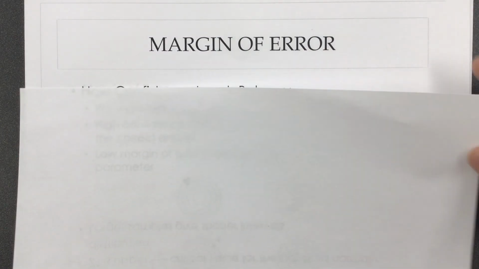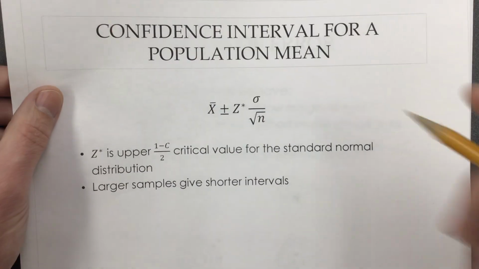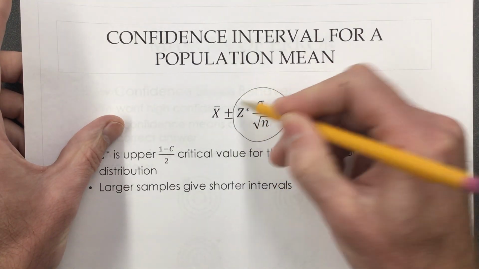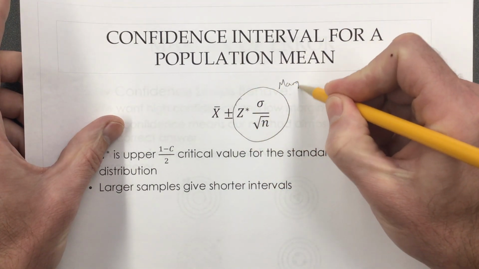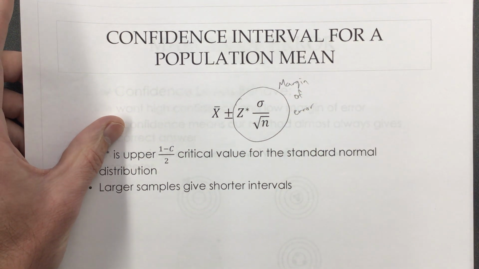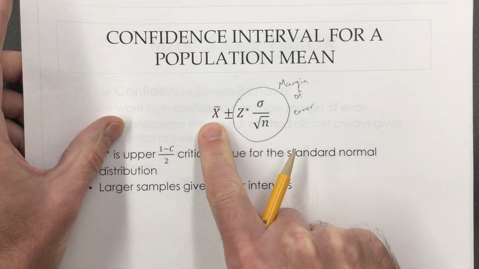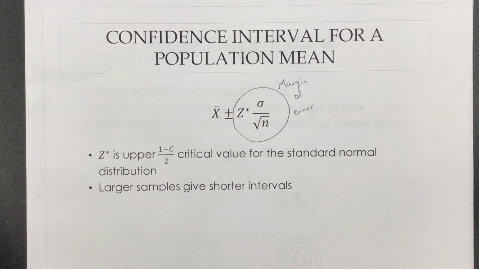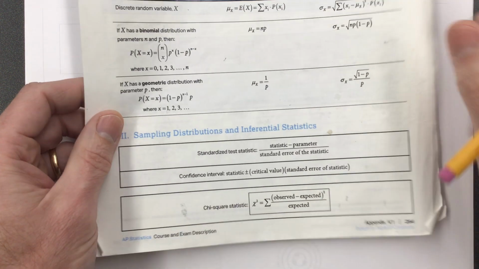All right, so the margin of error. This piece right here, that's the margin of error. So to create a confidence interval, it's your statistic plus or minus your margin of error. That might actually be on our formula sheet too. Let me take a quick peek and see if I can find that. Yep, sure it is. There it is, sure.